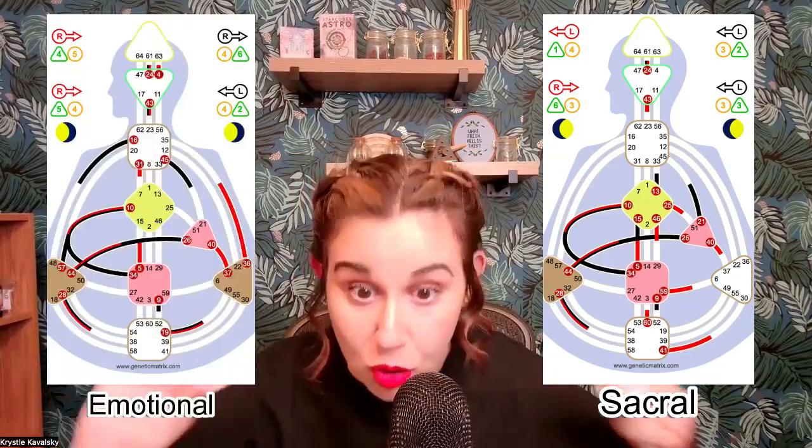So, now for the generators and also the manifesting generators, we're going to lump them together a little bit today. I'm going to talk a little bit more about the manifesting generator shortly, but it'll have its own moment. So make sure again that you're here, you're ready because I have more to share. The generator and the manifesting generator have two options for their authority, which is either going to be sacral or emotional. Only two options if you're a generator or a manifesting generator.